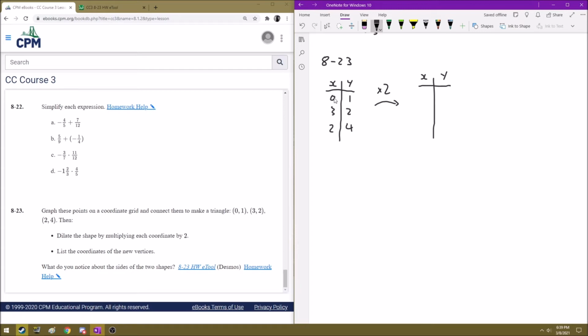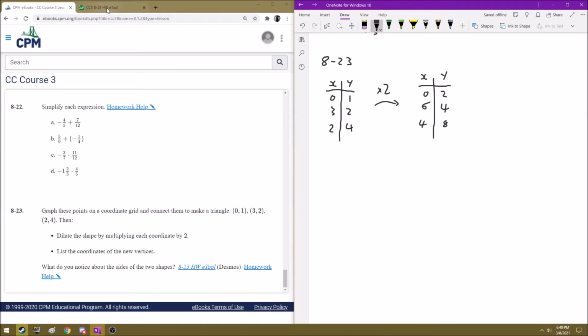The first one is going to be 0 times 2, which is 0. 1 times 2 is 2. 3 times 2 is 6. 2 times 2 is 4. 2 times 2 is 4 again. And finally, 4 times 2 is going to be 8. So we took each of these coordinates, both the X and the Y, and just simply multiplied them by 2.